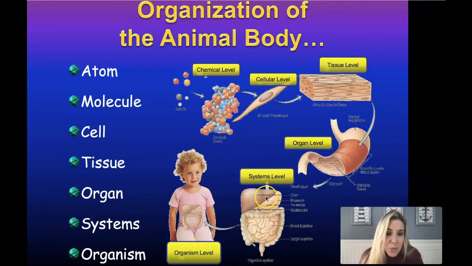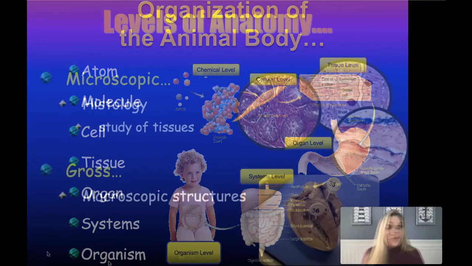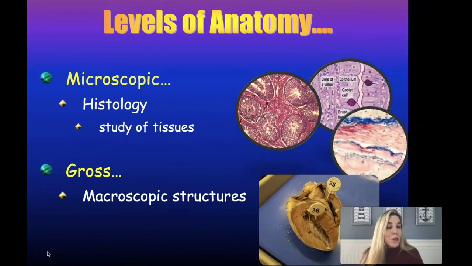And it's these organs working together at the systems level. So for example, liver, stomach, intestine, all working together. Eventually they come together to make the organism. So in anatomy and physiology, we're going to study everything from the atom to the organism. So as you just saw, we're going to study things going from the atom to the organism.